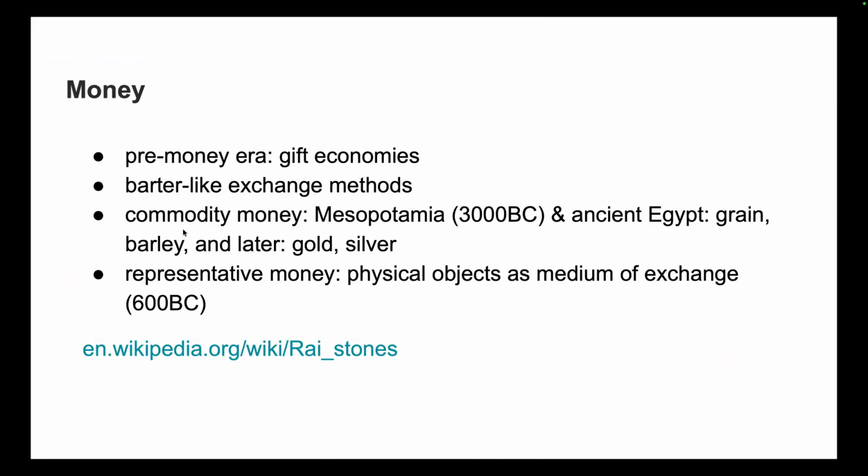So we had this transition from barter to gold and metals, and then eventually to gold. And then we went to representational money later. And like the rice stone is just an example, some shells, a piece of paper with a printed number on it. It's all the same, right?